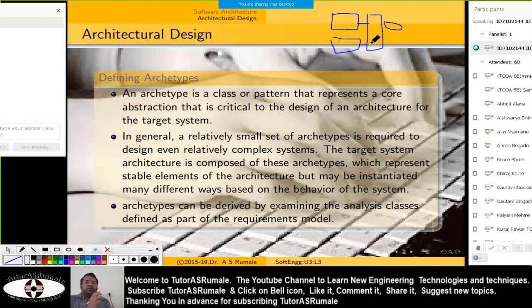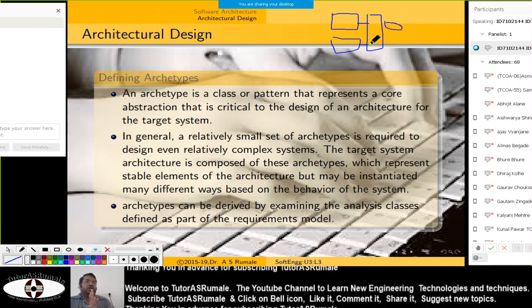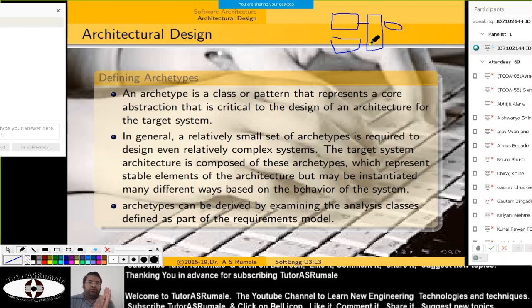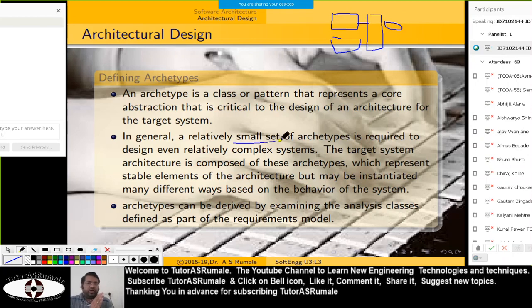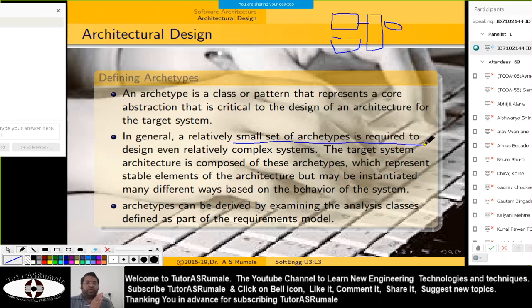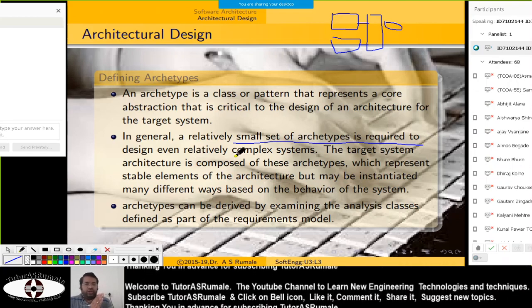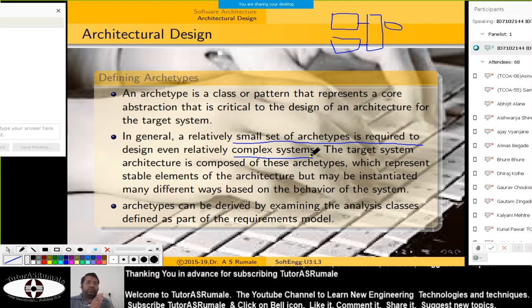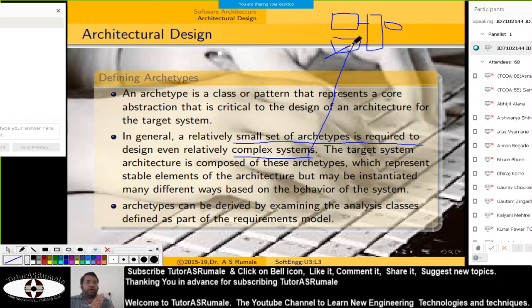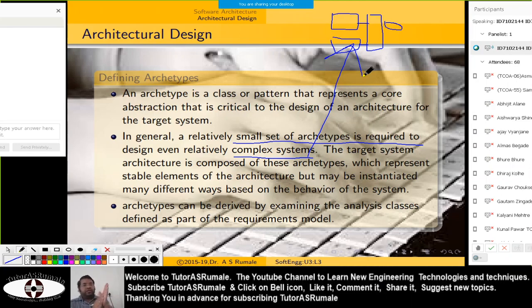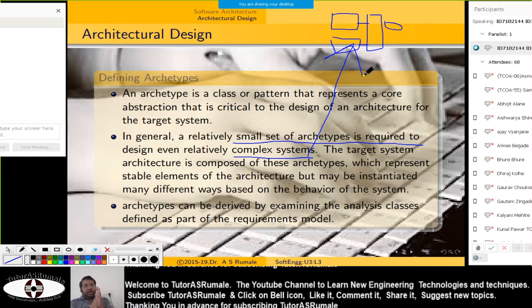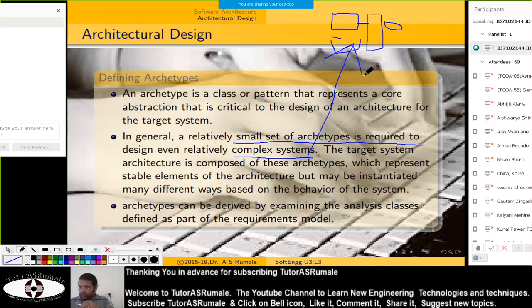When we draw such a diagram, we call this an archetype. A relatively small set of archetypes is required because they actually define a very complex system. For example, a processor is defined using this simple block diagram. So this is an archetype system, and it can be derived by examining the analysis classes and the parts or components of your system.